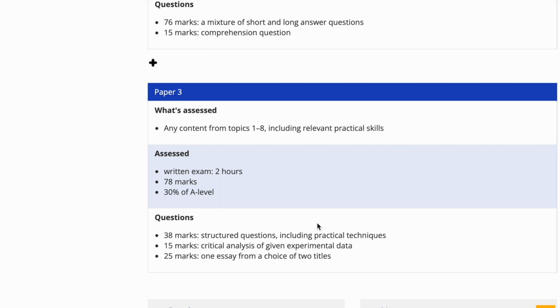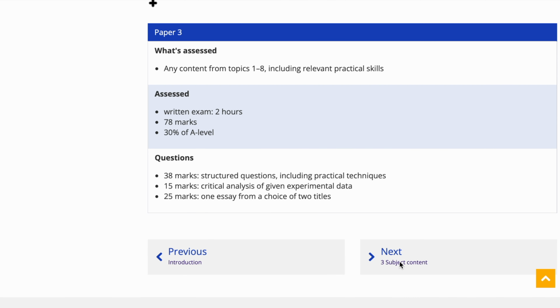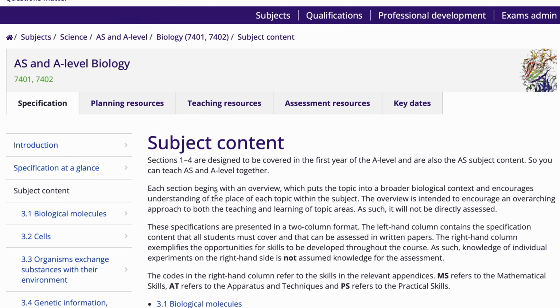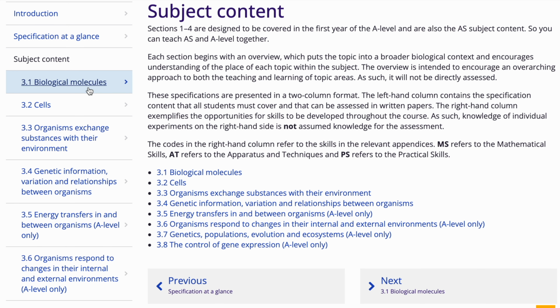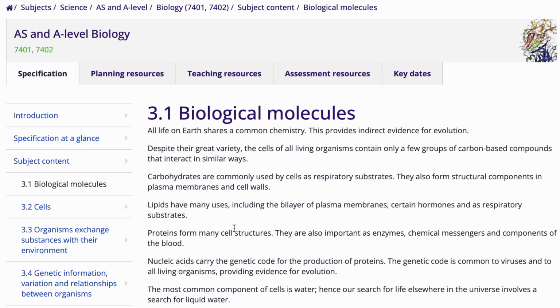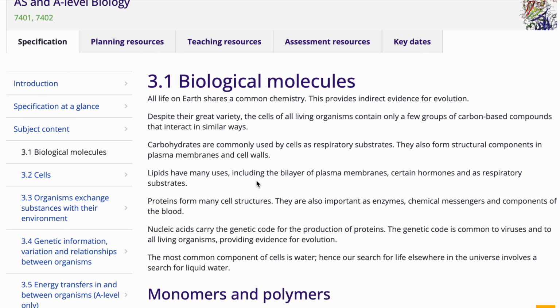So at the bottom of the page, you've got your subject content here, and this is going to break down each of the topics we saw earlier to show you which key areas could appear. So here on our subject content, first of all we're going to look at biological molecules. This is just a brief introduction here, outlines what the topic's going to be about. So you can see you've got carbohydrates, lipids, proteins, nucleic acids and water.